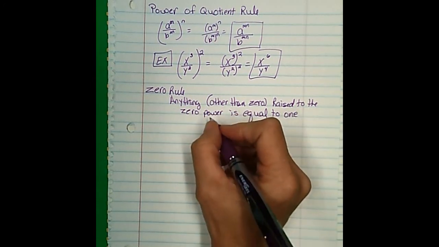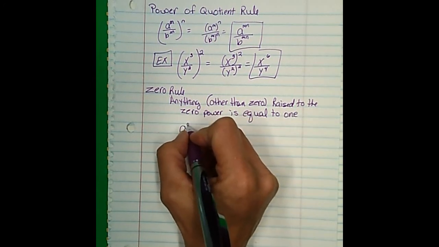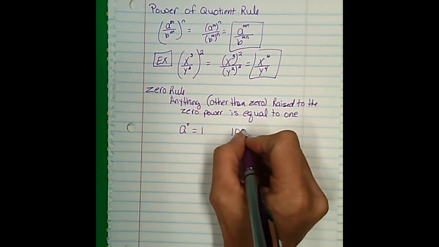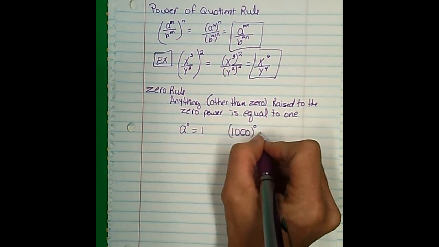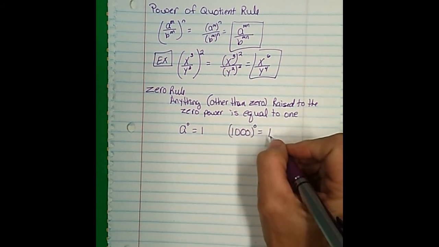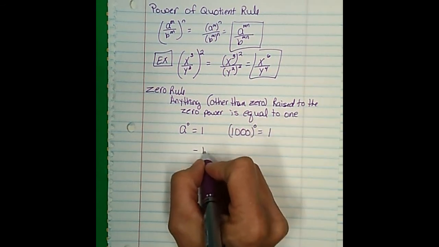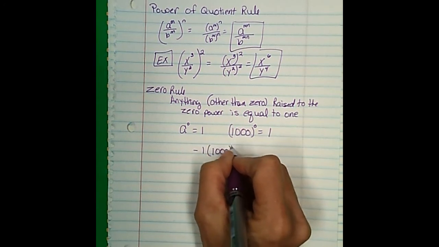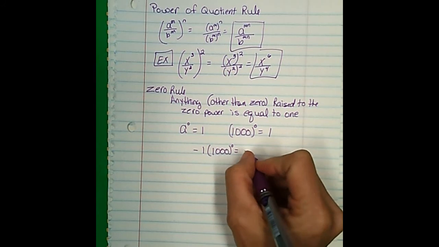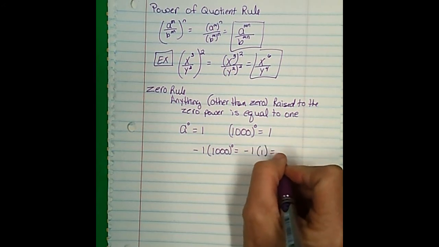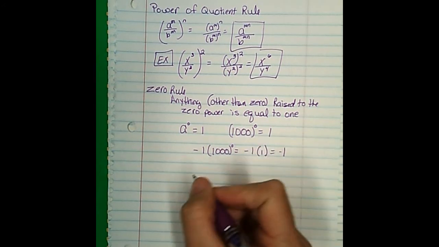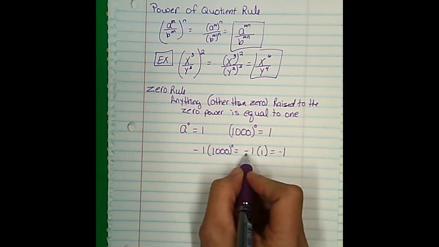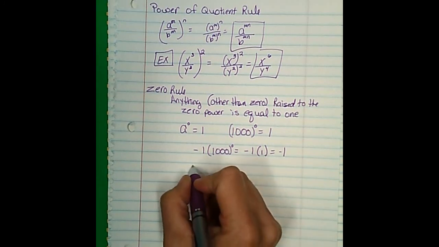Well, let's talk about that. If I have a raised to 0, it's 1. If I have 1,000 raised to the 0 power, that's just 1. If I have negative 1 times 1,000 raised to that power of 0, then I have negative 1 times 1, which is just negative 1. So anything raised to 0 is 1 except for 0.